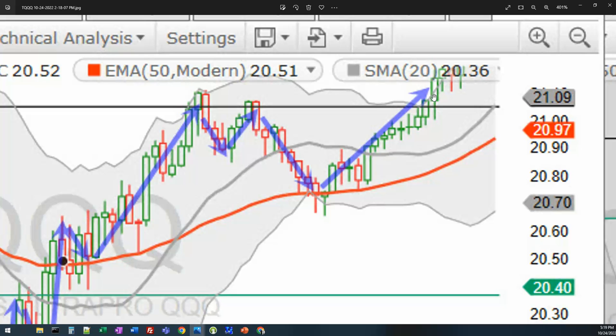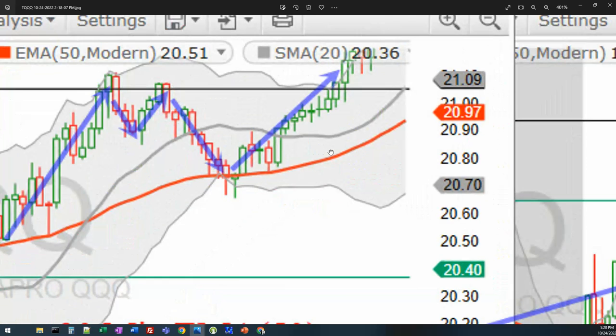Whereas the previous two attempts, nope, nope. The bodies did not close above it. The bodies straddled the line. That's a bad sign. Straddling the line or most definitely closing below the line altogether, that's bad. Okay? So that's what I wanted to show you.